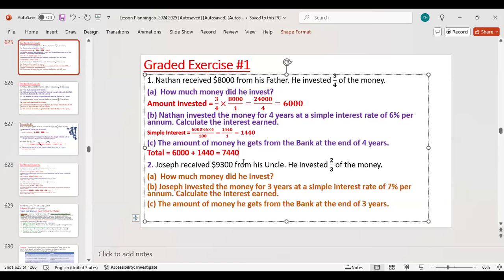Okay, so you add the principal plus the simple interest. 1,440 plus 6,000, you get 7,440. Very good. Did anyone else get 7,440? Yes, I did. Very good.